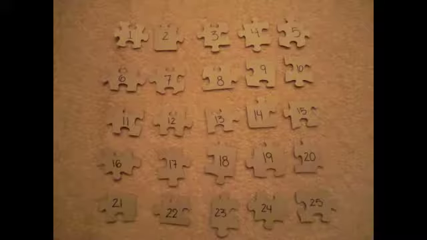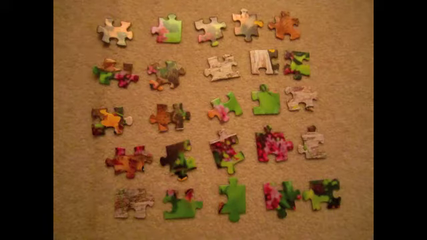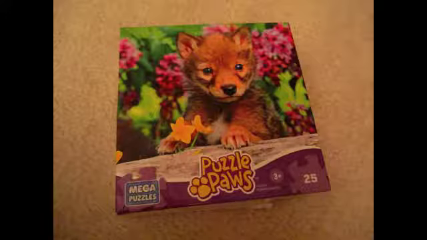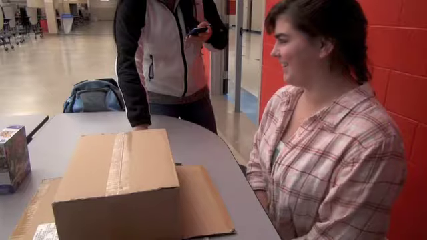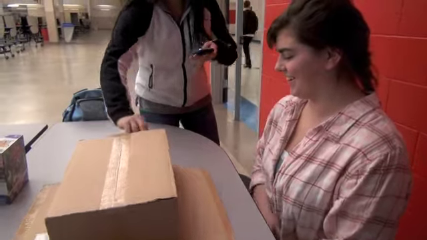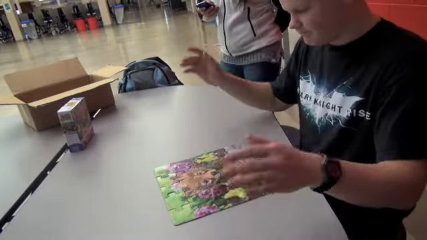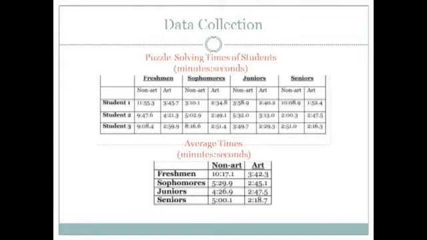The puzzle pieces were numbered from 1 to 25 to ensure that they were mixed up exactly the same for every student. The mixed-up puzzle pieces were covered by a box, and the reference picture was hidden until it was time to begin. The timing of the students' puzzle solving began as soon as the box was lifted and stopped when the last piece was placed. The times were then recorded, and the average was calculated for each student.